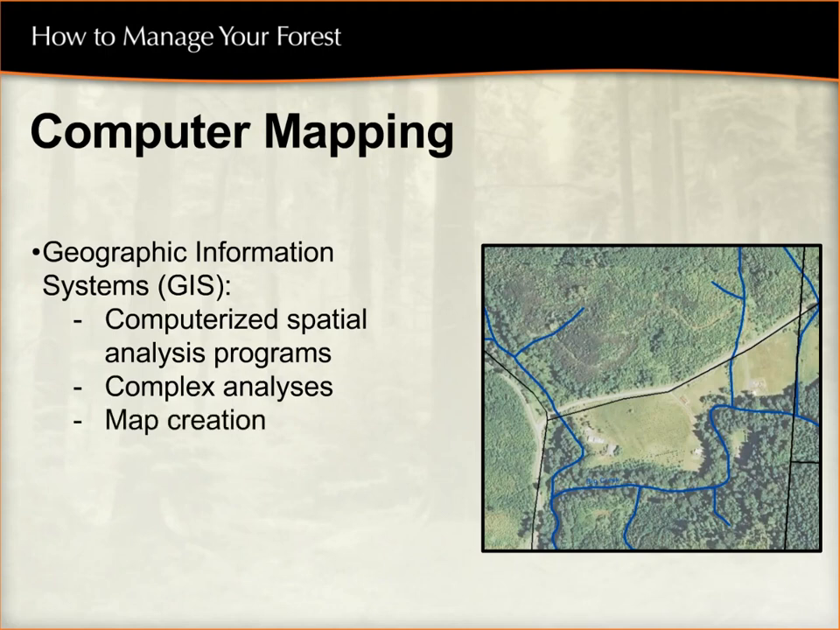GPS units are handheld devices that use satellites to pinpoint your location on Earth. These can be useful when combined with computer mapping because they help you accurately locate features on the ground. Remember, though, that since these devices use satellites to track your location, accuracy can be quite poor under a forest canopy.